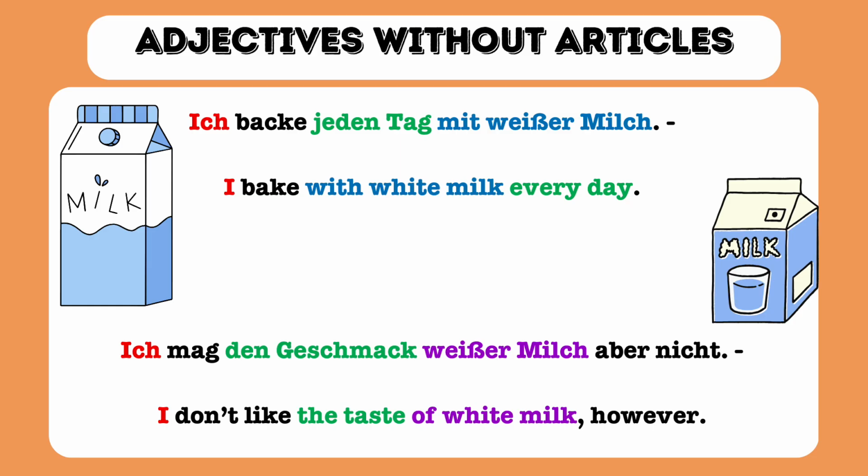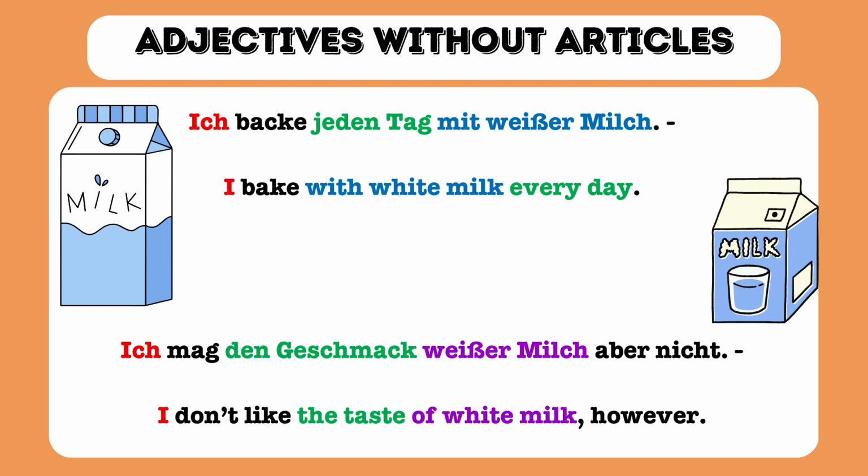Ich backe jeden Tag mit weißer Milch. I bake every day with white milk. Again, we're using mit, which uses the dative case. Dative and feminine normally would be der Milch, but because we don't have an article, we use the R at the end of the adjective instead. Mit weißer Milch. Ich backe jeden Tag mit weißer Milch.